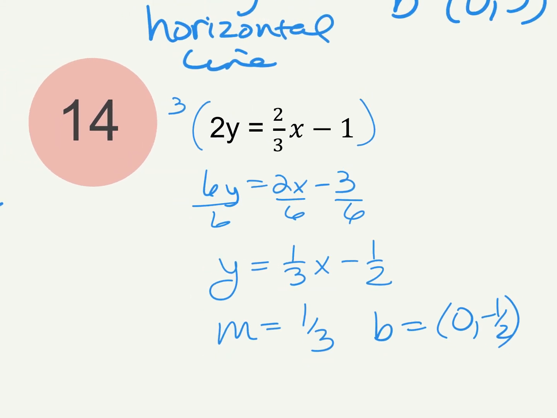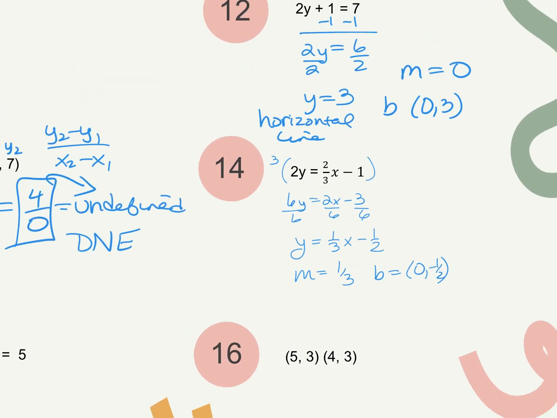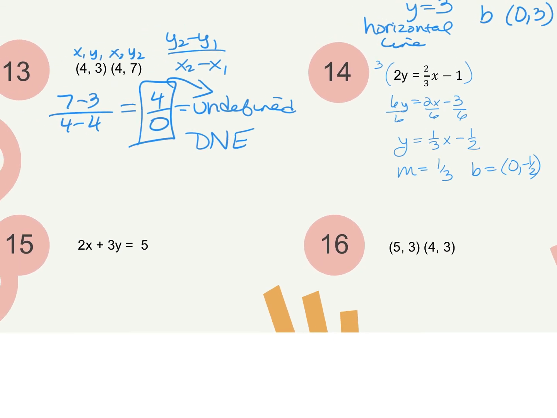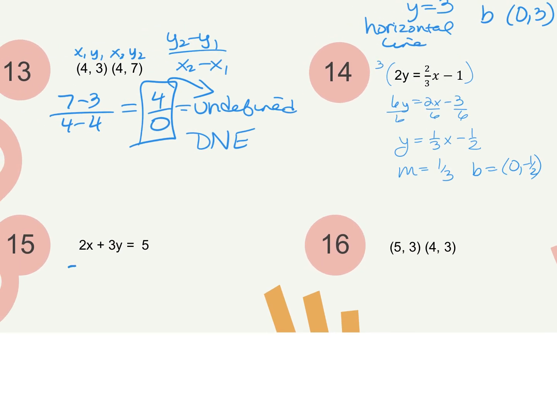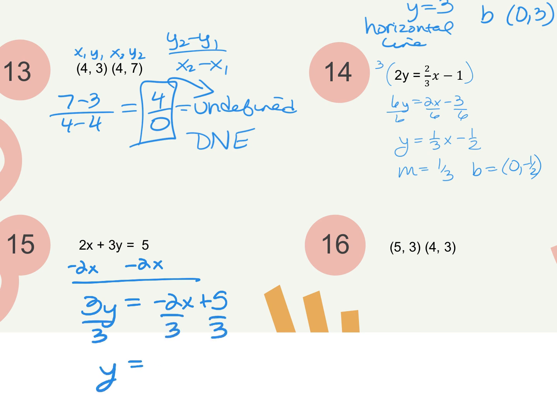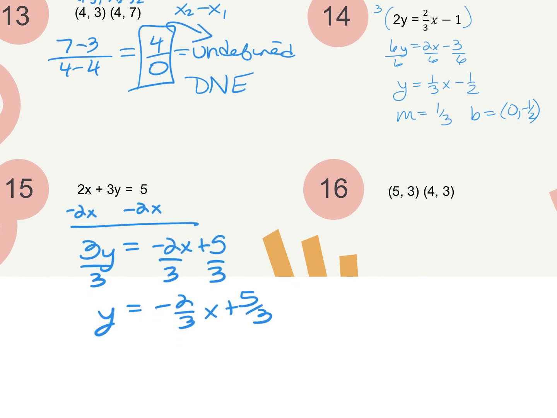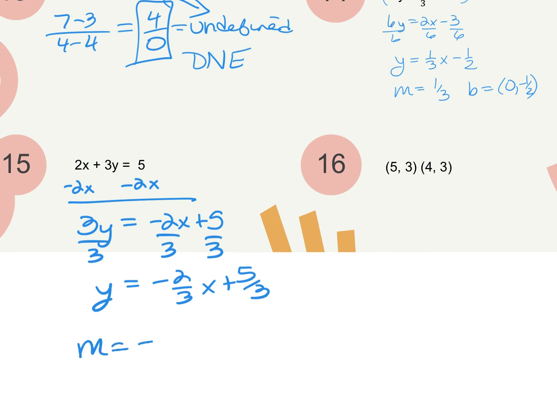15, we're going to do the same thing. We're going to get it into y equals mx plus b. And then 16, we're going to do the slope formula. So for 15, I'm going to get it into y equals mx plus b. 3y equals -2x plus 5. Divide by 3. And y equals -2/3 x plus 5/3. So again, my slope here is -2/3. My intercept is the ordered pair (0, 5/3).